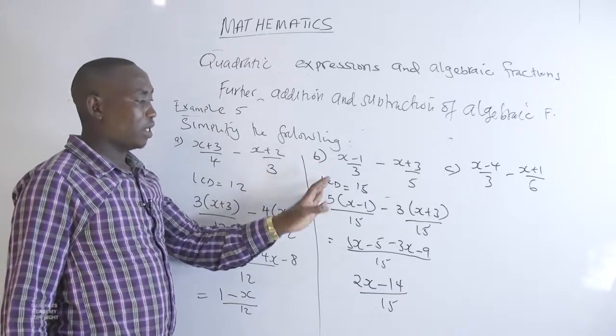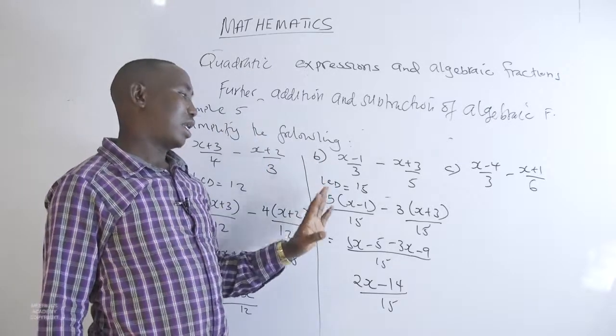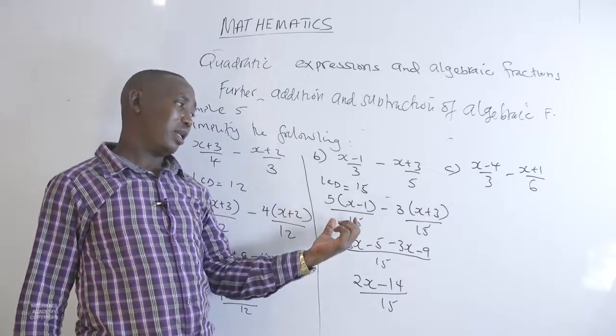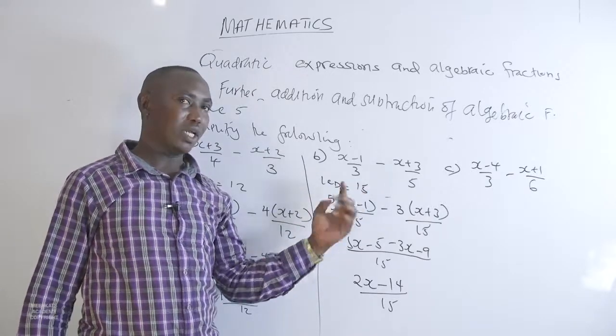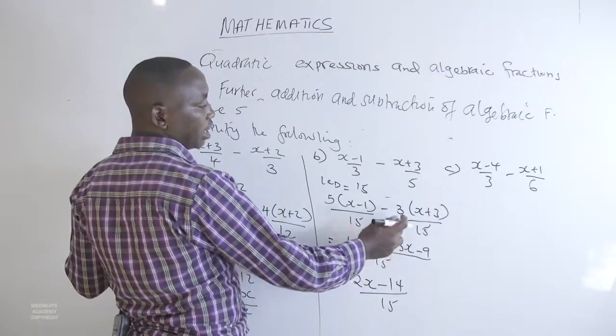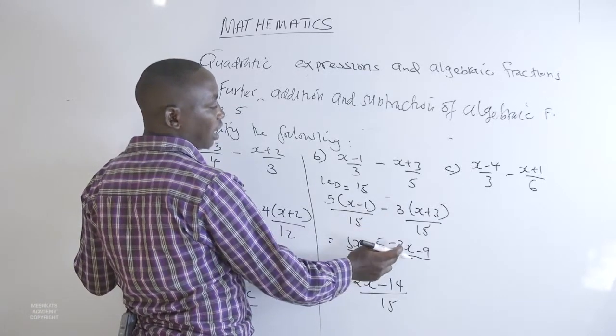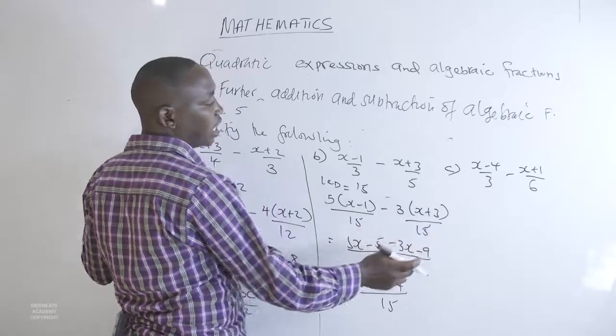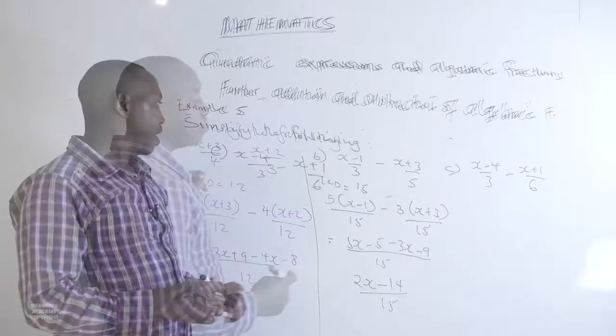Again, we look for the LCD. Rewrite each of the fractions using the new denominator, then add or subtract. Negative and positive gives us a negative, negative and positive gives us a negative.